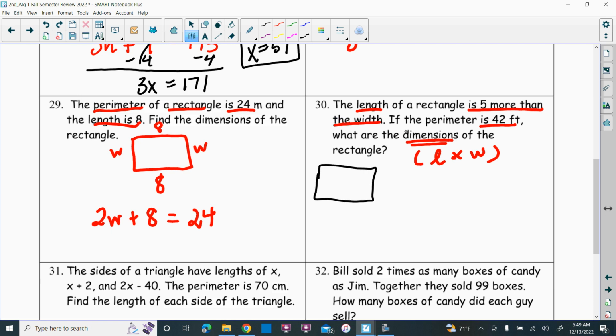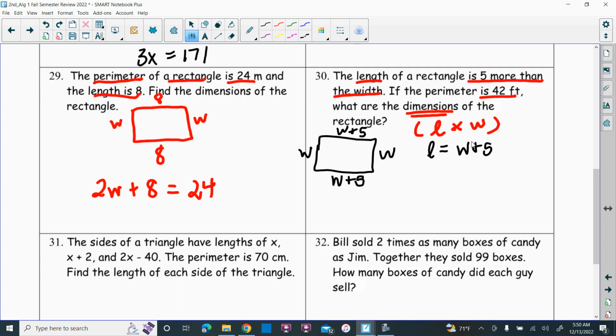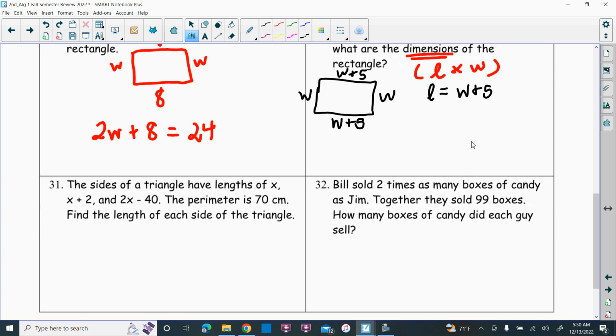Since the length is 5 more than the width, our length is 5 more than the width. So that would be whatever the width is plus 5. So we have a width, and our length is 5 more than that, so the width plus 5. Hopefully this will help you combine your like terms to write your equation. If you add up your sides and make it equal to 42, that would be your equation. So I kind of got you started on that. I want to see if you can finish that.